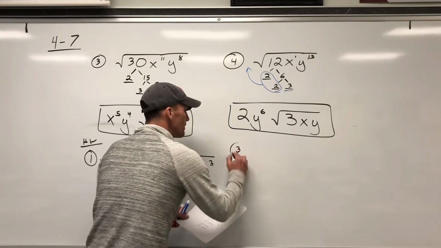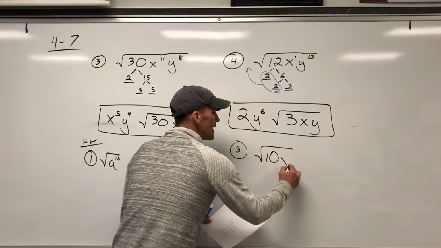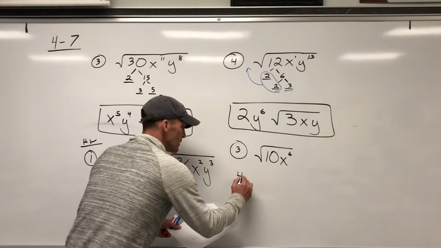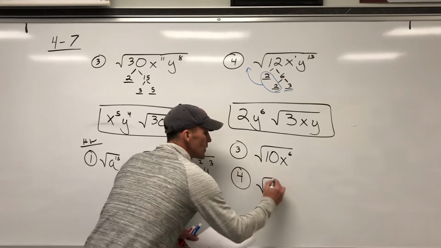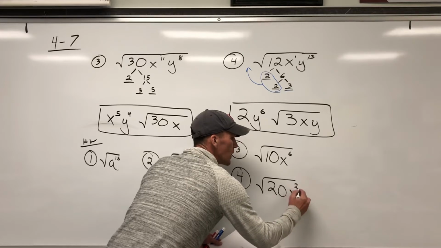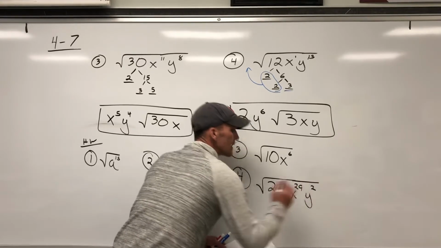Number 3. You're going to have the square root of 10x to the 6th. Number 4. You're going to have the square root of 20 x to the 29th y squared. And that square root should be there.